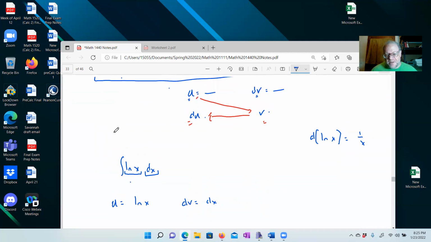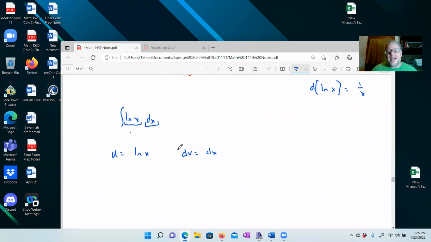We're going to say u equals natural log x, dv equals dx. Just like we had up here, u dv. Now we're going to take the derivative of natural log x. So du here, we know the derivative, the derivative is 1 over x. It's not too bad. What is the integral of dv? The integral of dv is just v. What's the integral of dx? It's just x.